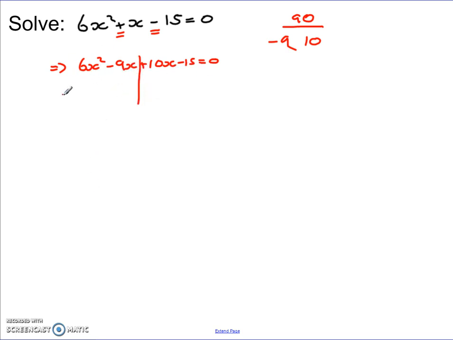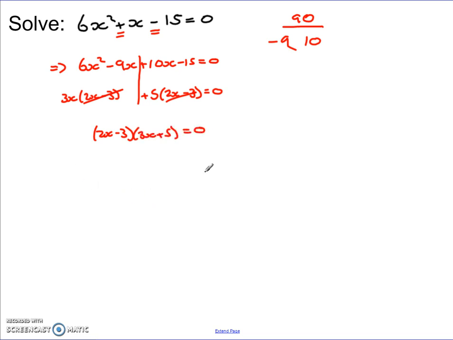Common factor on this side is 3x, so I get 3x, bracket 2x take away 3. Common factor on this side is 5, so it's plus 5, bracket 2x minus 3, that equals 0. Now look at this. They've both got the same bracket here, so that is one part of my solution, 2x minus 3. The second part comes when we cross those out and we're left with 3x plus 5, which gives me my second bracket, and that equals 0.